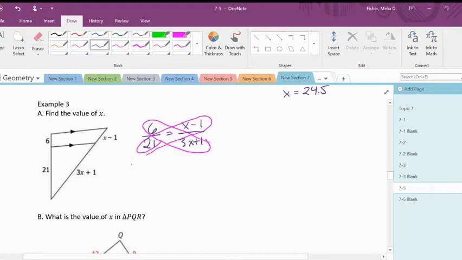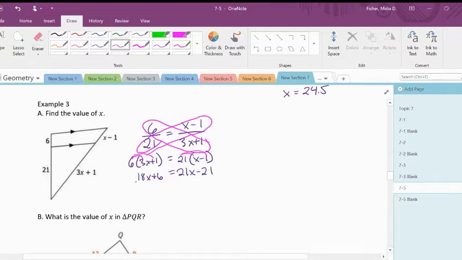So I have 6 times 3x plus 1, and I have 21 times x minus 1. That gives me 18x plus 6 as I distribute to both pieces, and then both pieces on the other side gives me 21x minus 21.